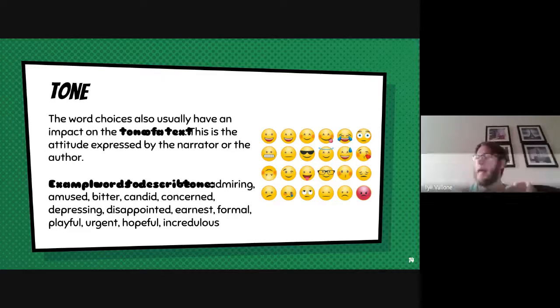I like to think of tone as, if this poem were to come to life and be a person, how would that person seem? What would their attitude be? Would they be admiring? Would they be amused? Would they be happy? Would they be playful? Would it be urgent? Would it be hopeful? It's the attitude that you feel when you read the poem expressed by the author. If any of you have read or heard of Edgar Allan Poe's poetry, a lot of the tones in his poems are dreary, sad, scary, fearful, because he wrote about a lot of those things. And the words he used in his poems kind of gave us that dark, ominous tone.